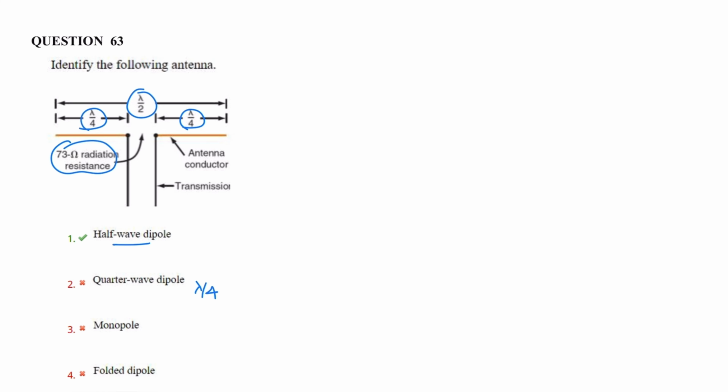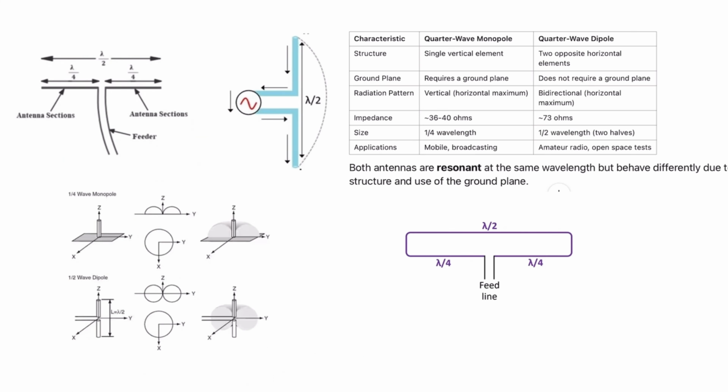Next, a folded dipole antenna is formed by combining two half wave dipole antennas, two lambda by 2 dipole antennas, connected in parallel combination. Next, a monopole antenna is a lambda by 4 antenna with a ground plane. So this is a lambda by 4 monopole antenna. The length of the conductor here is lambda by 4, and the antenna is mounted on a conducting surface.